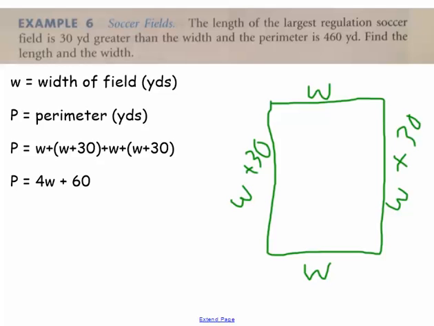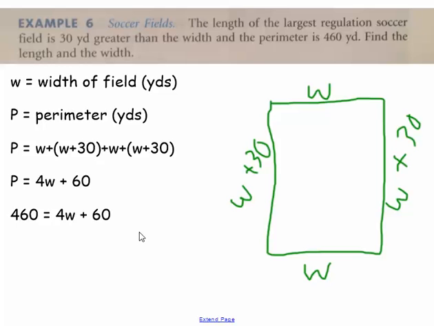Now we're ready to finish the problem. Notice in the problem here it says that the perimeter is 460 yards. So I'm going to plug that in for the perimeter. And if we notice here, P stands for perimeter, so 460 is going to go in this position. By the way, I might make the comment that the most common mistake on these types of problems is, when finding the perimeter, not to use all four sides. So let me plug in the 460.